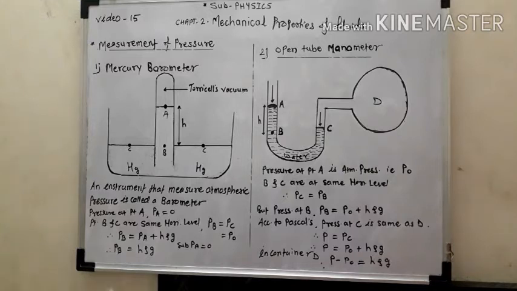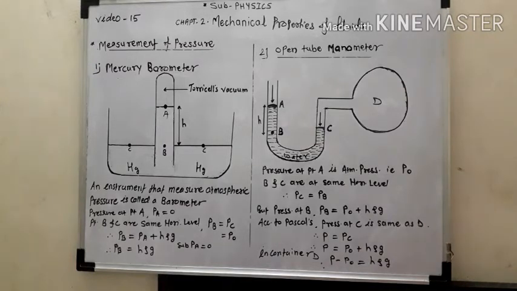We can write PB is equal to PA plus h rho g, where h is the barometric height, rho is the density, and g is the acceleration due to gravity. But PA is equal to 0, and therefore, substituting PA equal to 0, we simply get PB is equal to h rho g, where h is the height of the barometric column in the mercury barometer. In this way, we can use this instrument, the mercury barometer, for measurement of pressure.